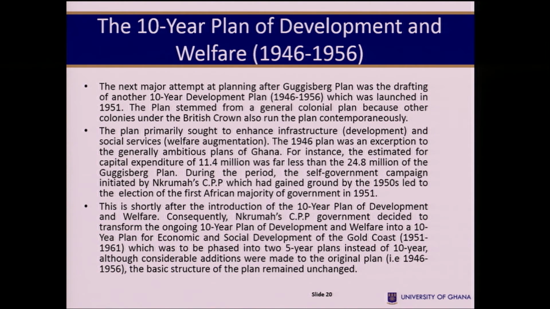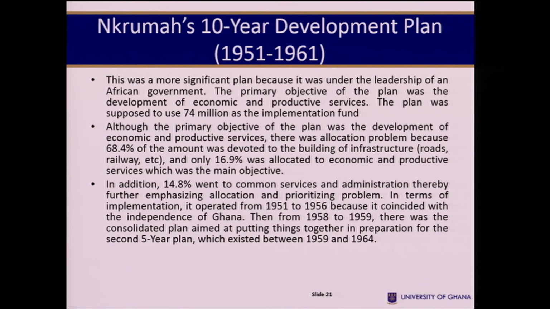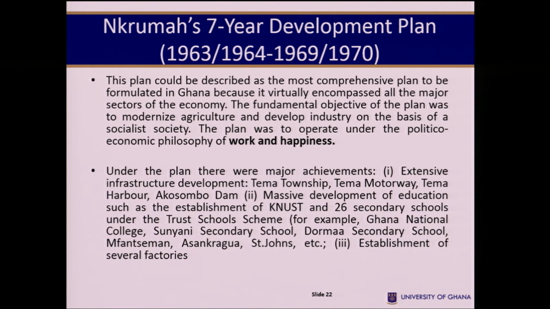And then the other one would be the 10-year plan of development and welfare from 1946 to 1956. And then there is the 10-year development plan, 1951 to 1961. Then there's the 7-year development plan as well, which was from 1963/64 to 1969/70. Let's look at these plans.